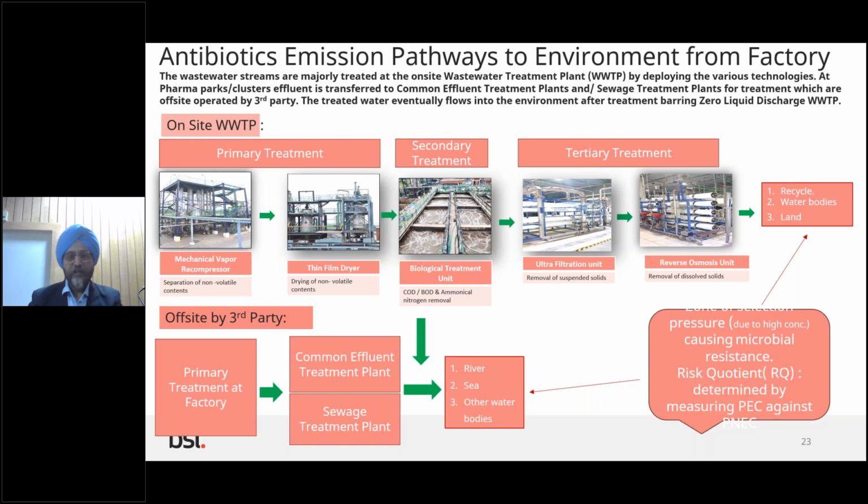But certain facilities have tertiary treatment. This is basically to remove suspended solids, an ultrafiltration unit, and thereafter it is followed by a reverse osmosis unit, which removes dissolved solids. So largely, if there are any antibiotics left over from the biological treatment, they are removed during these two further tertiary treatments, ultrafiltration as well as reverse osmosis filtration. Eventually, water moves out of the wastewater treatment plant. At this point, after the RO, at the end of the pipeline, it is either recycled back or it goes to water bodies, for example, river, sea, or lake. And in India, in certain places, it is also applied to land.